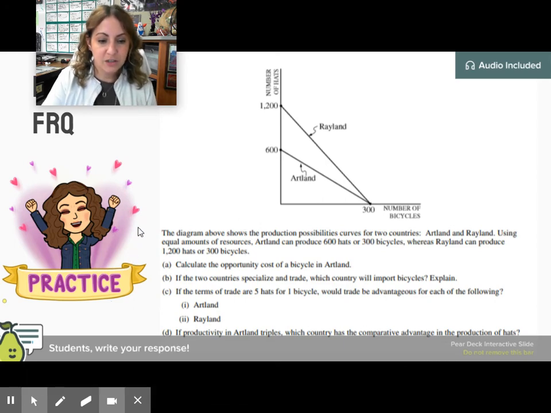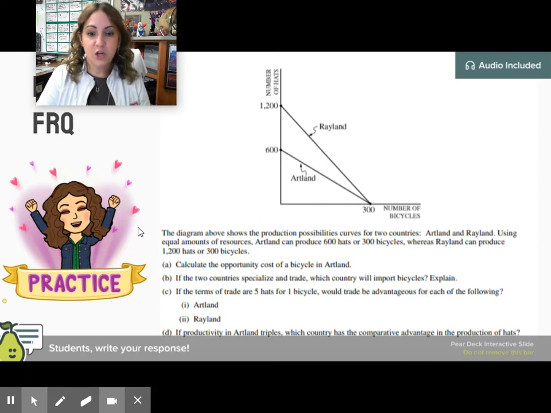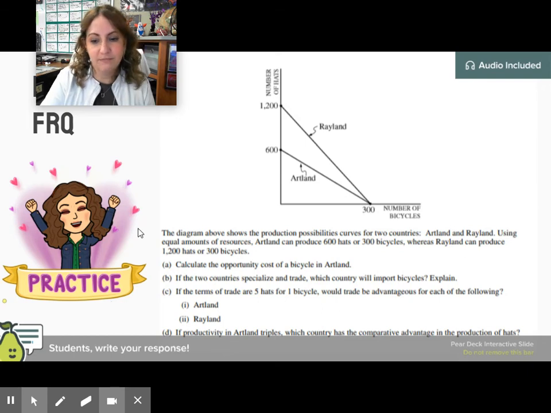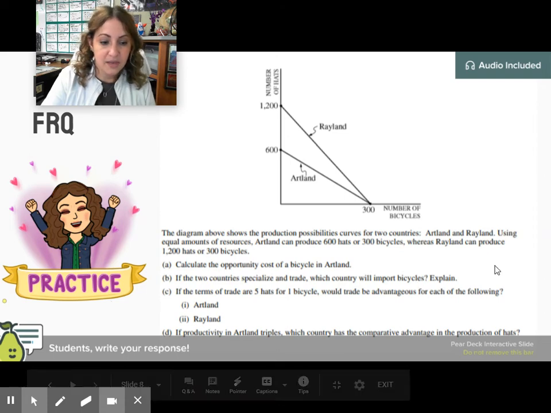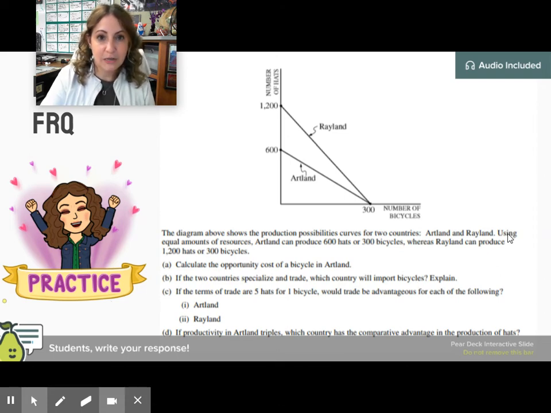But here's a diagram that shows the production possibilities curve for 2 countries, Artland and Raylan, using equal amounts of resources. Artland can produce 600 hats or 300 bicycles, whereas Raylan can produce 1,200 hats or 300 bicycles. So at the very beginning, it asks you to calculate the opportunity cost of a bicycle in Artland. B asks if the 2 countries specialize in trade, which country will import bicycles and explain.